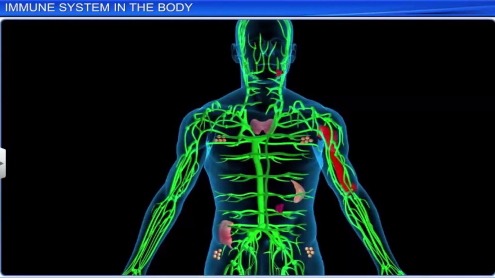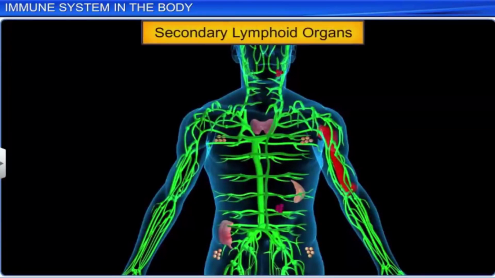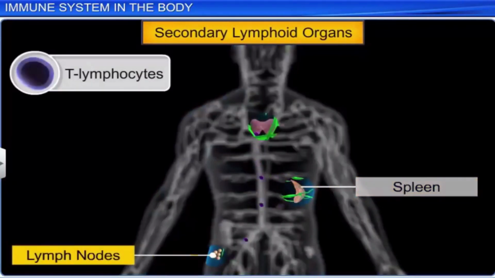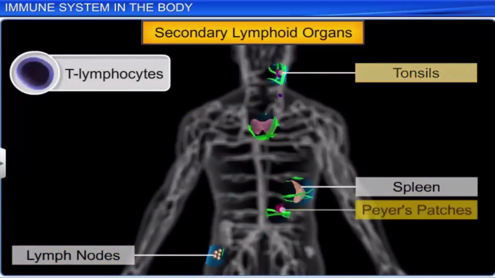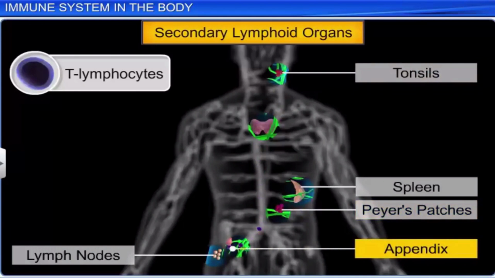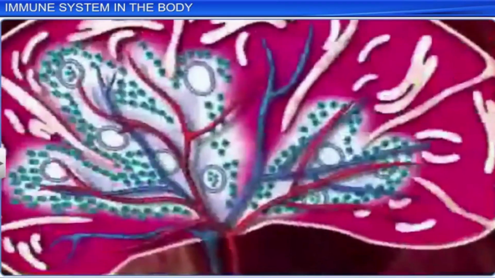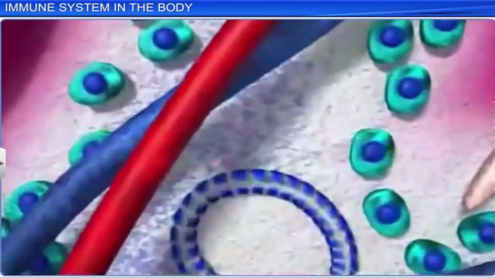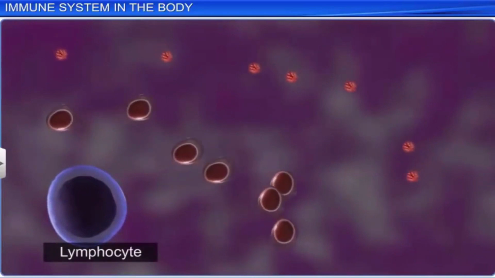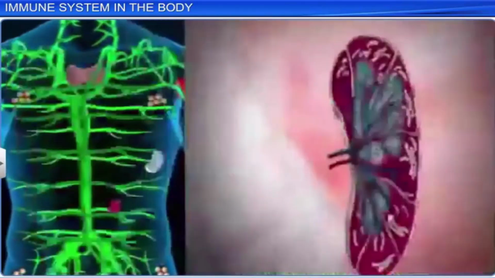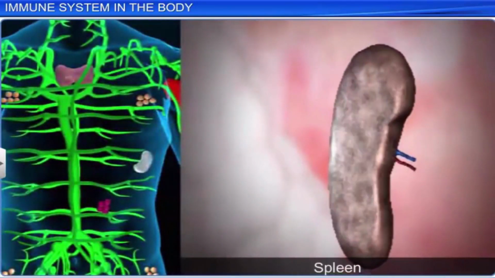When lymphocytes mature, they move to the secondary lymphoid organs such as the spleen, lymph nodes, tonsils, Peyer's patches in the small intestine, and appendix. It is inside the secondary lymphoid organs that lymphocytes interact with antigens and proliferate to form effector cells. The spleen is a large bean-shaped organ located in the upper left part of the abdomen, protected by the rib cage.